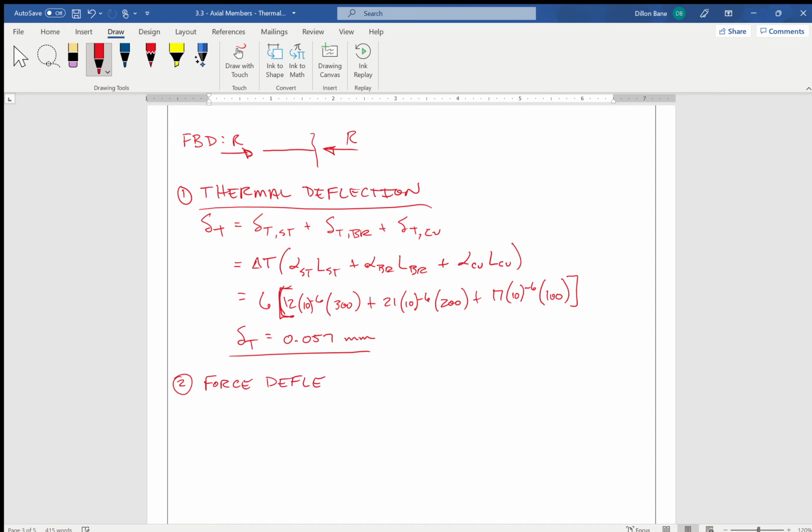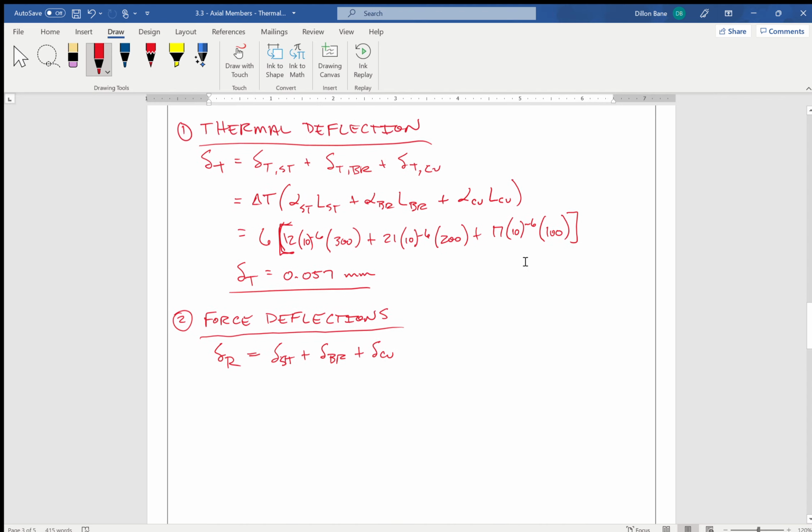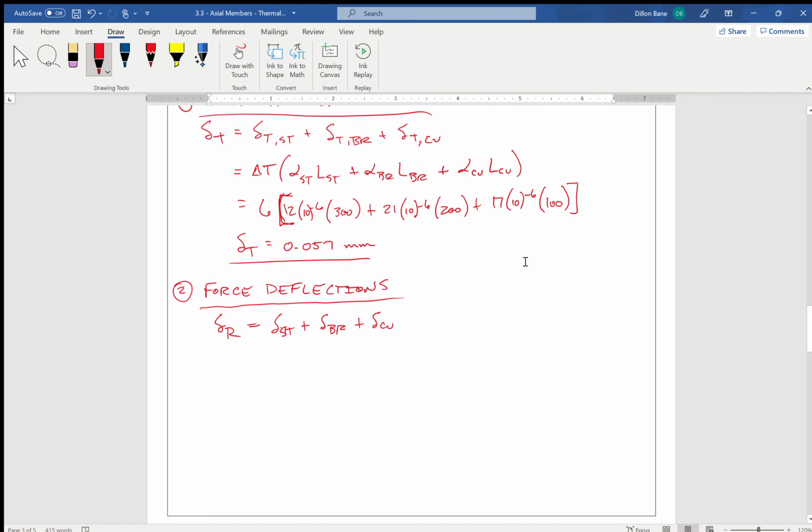And we know from our previous sections that we've worked with on axial members that the total delta of an assembly is just equal to the summations of each individual one. So let's say delta, and I'm going to call it delta R from delta reaction, is equal to delta steel plus delta brass plus delta of copper. And if we're working with force deflections on an axial member, we know that our equation is PL over AE.